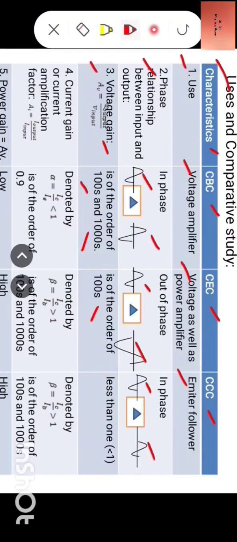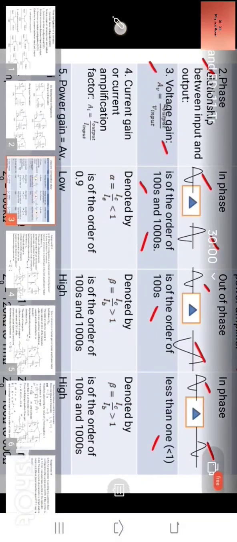And in common collector configuration, voltage gain AV is less than 1. Now fourth, current gain or current amplification factor AI, which is equal to I output over I input.